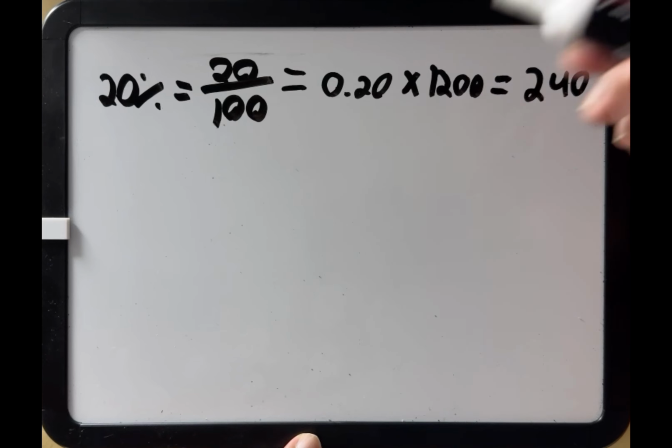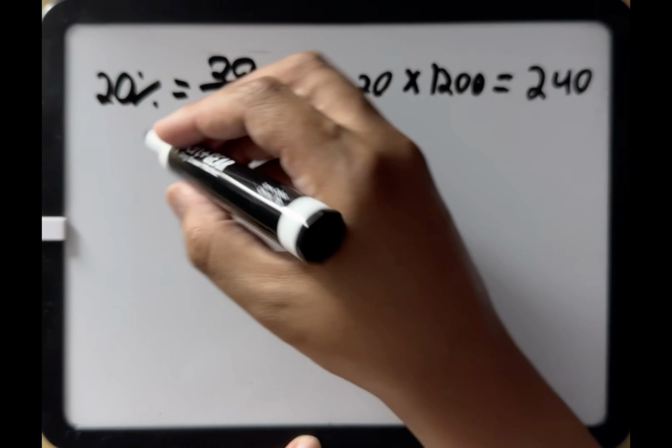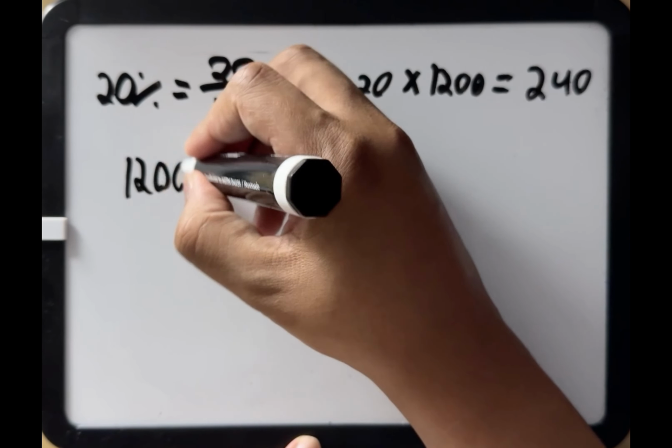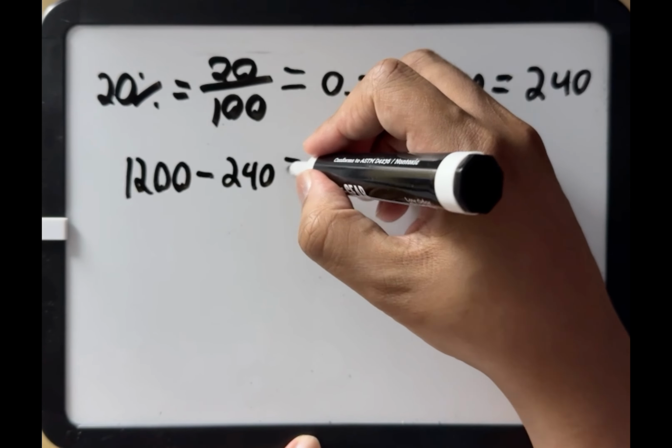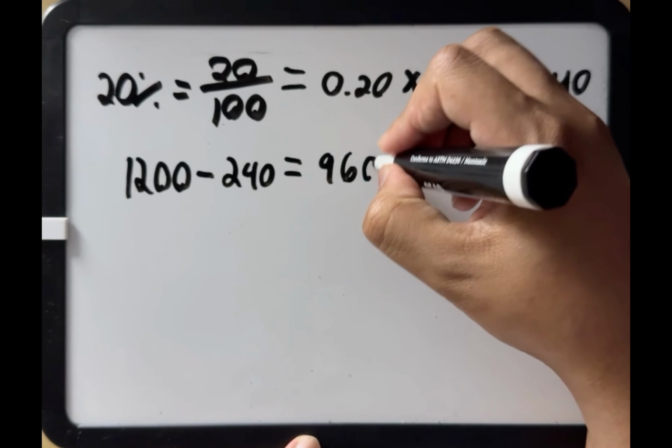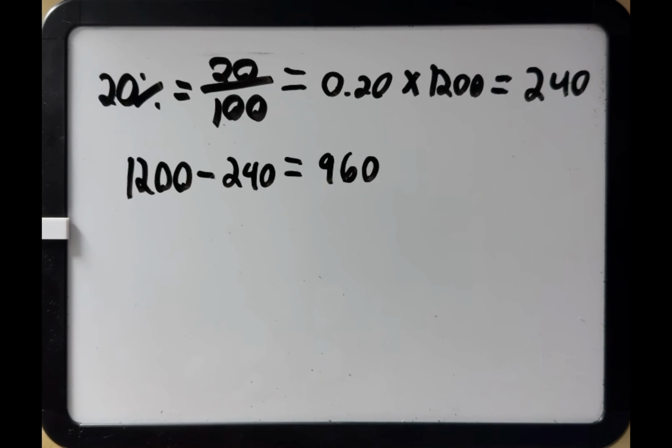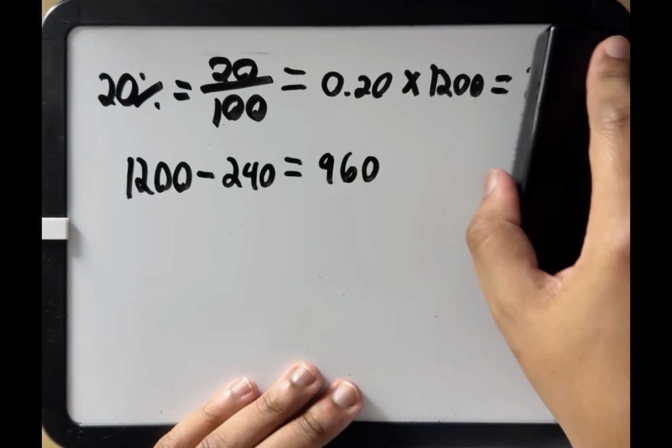So now we subtract that discount from the original price. 1,200 minus 240 equals 960, okay? So after the discount, the cost is $960. Moving on to step 2.